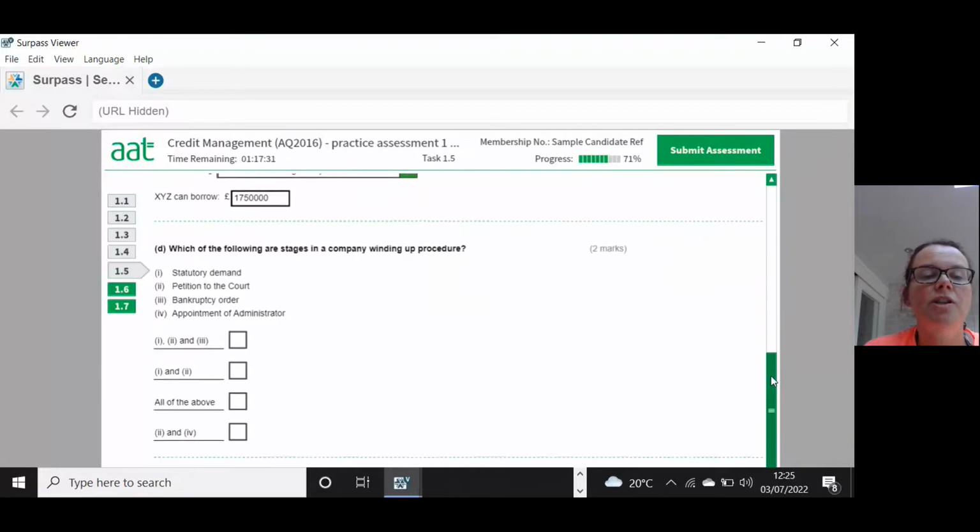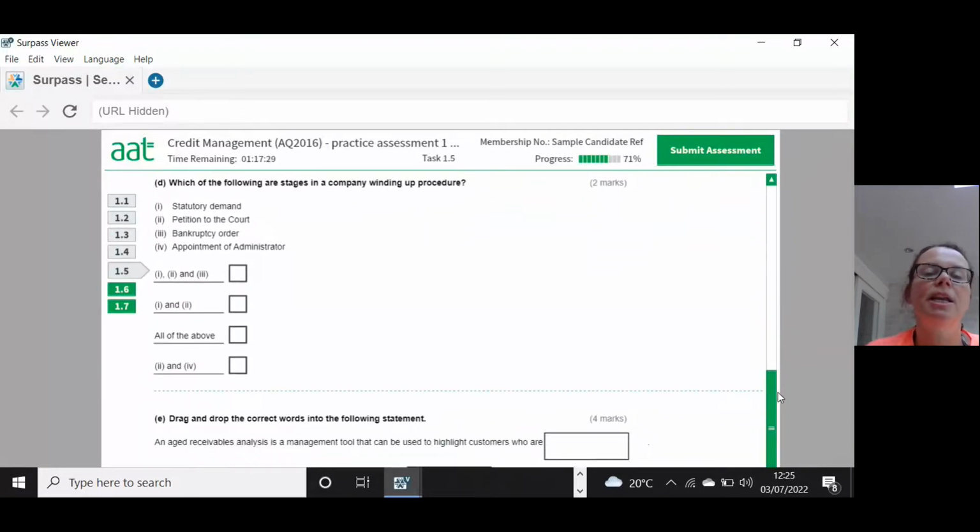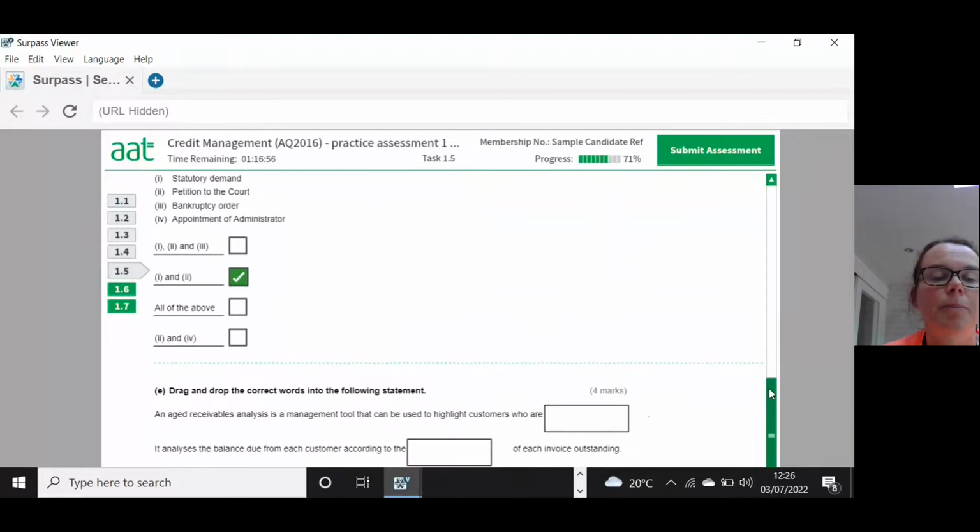Next question. Which of the following are stages in a company winding up procedure? Right, so we know that a statutory demand is issued. We know that the court is petitioned. If you go back to that PowerPoint, and I went through this, these terms are all on there. There's not going to be a bankruptcy order because that is for sole traders and individuals. This is a company. And there's not going to be an appointment of an administrator because going into administration is a different thing from winding up. So the correct answer will be those two.